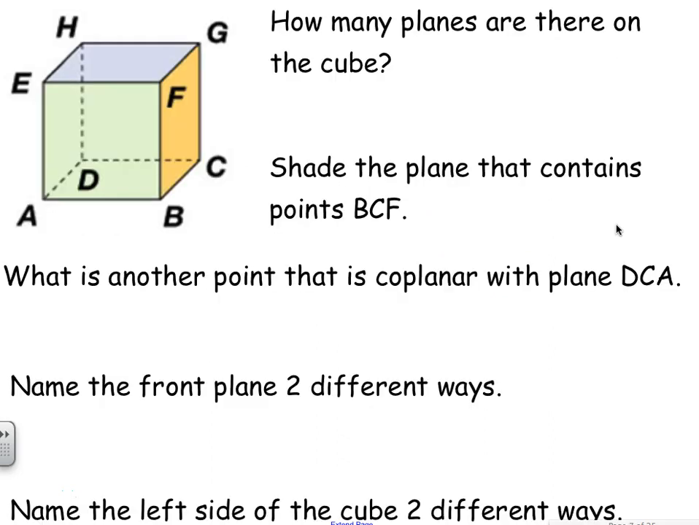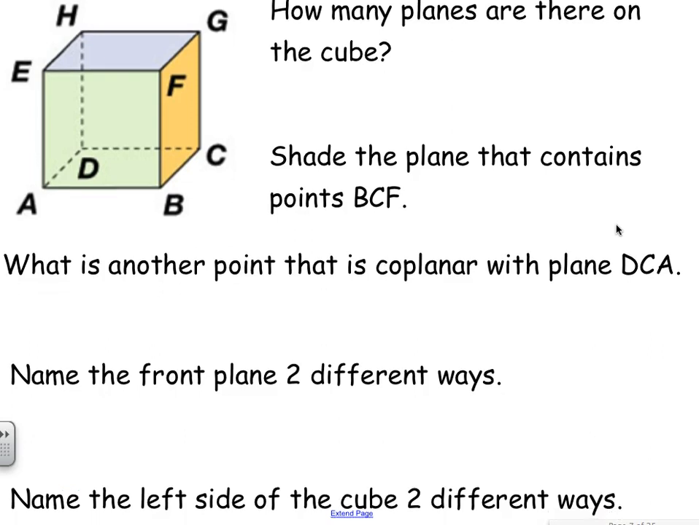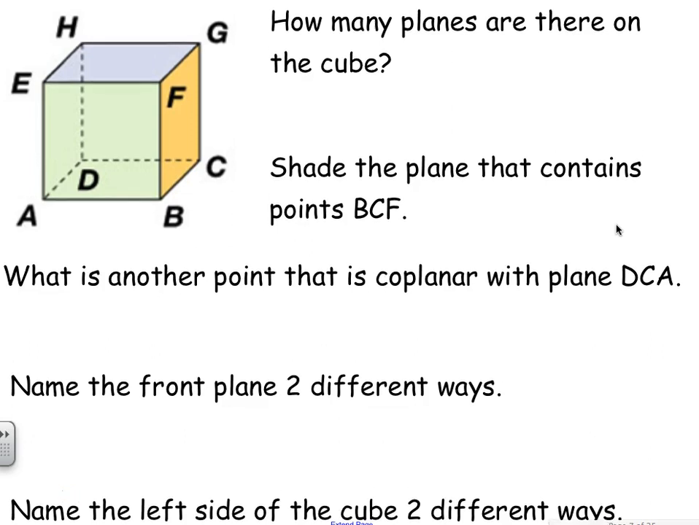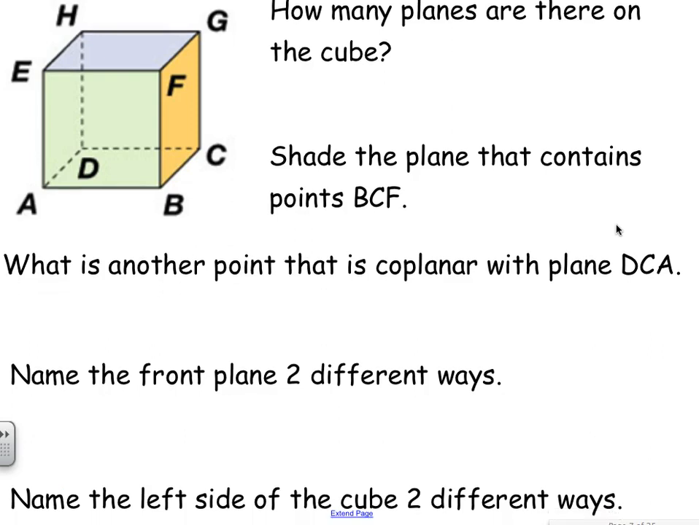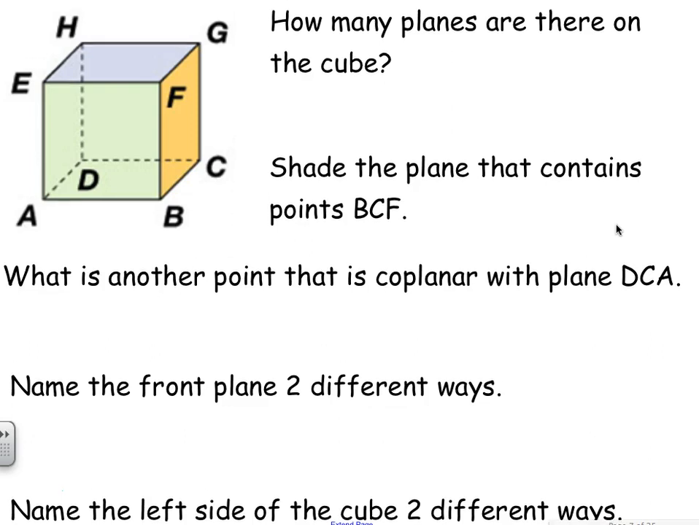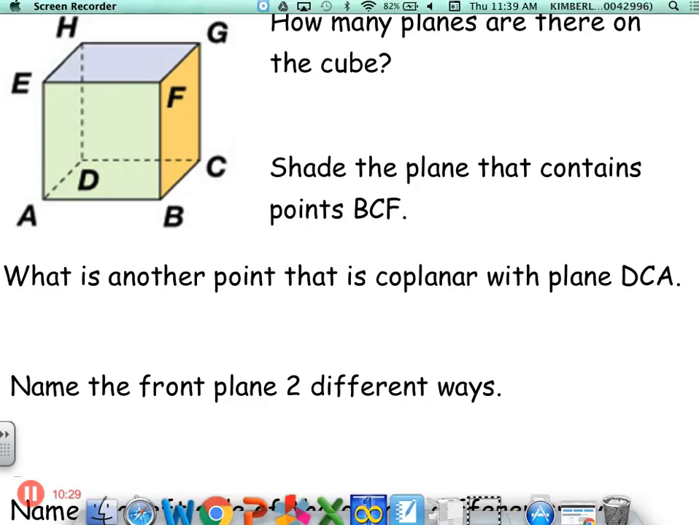All right, lastly, we've got a cube now. So how many planes are there on the cube? Shade the plane that contains points B, C, and F. What's another point that's coplanar with D, C, and A? Name the front plane 2 different ways, and name the left side of the cube 2 different ways. So I want you to try these on your own. Give it your best shot, and then press pause and we'll go over them.